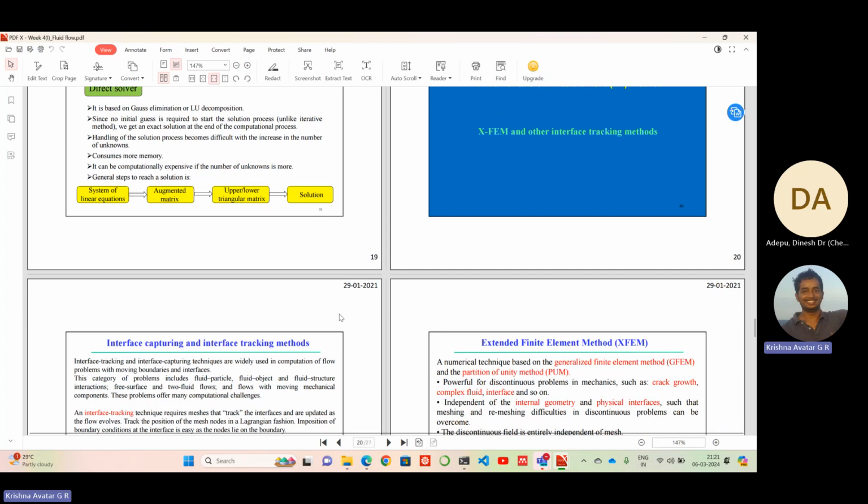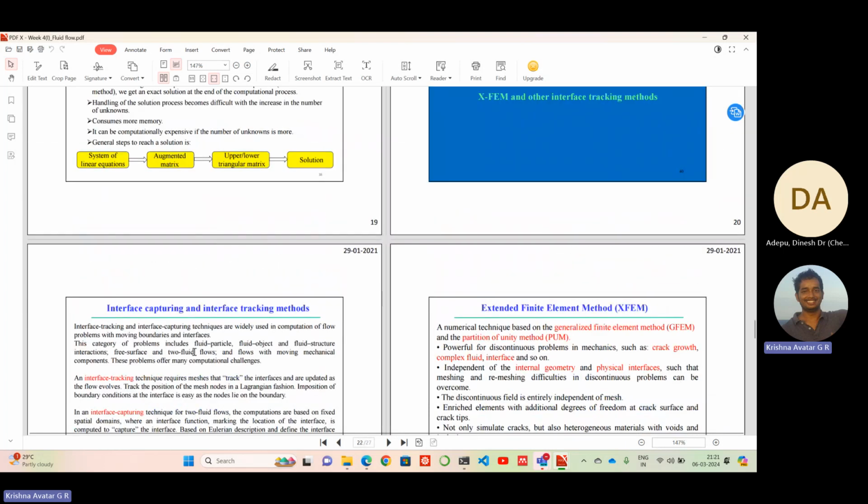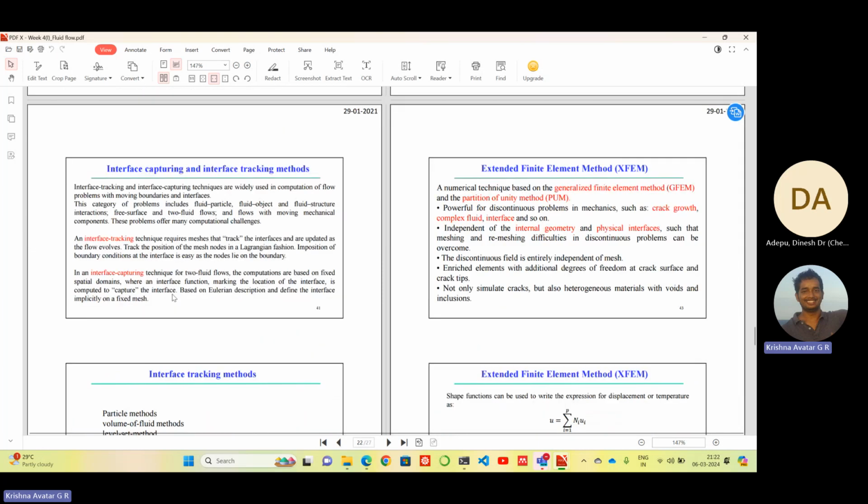For XFEM, it was introduced that we sometimes need to track problems where there are moving boundaries and interfaces. We need to track those boundaries, so we have to go for either interface capturing or interface tracking methods. In interface tracking, we require meshes that track the interfaces and are updated as the flow evolves. So we track the position of the mesh nodes in a Lagrangian fashion. It's like the mesh itself moves. Imposition of the boundary condition at the interface is easy as the nodes lie on the boundary. So this is interface tracking, because we allow the mesh to move.